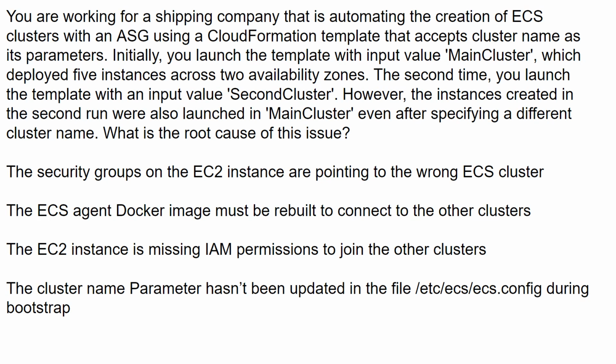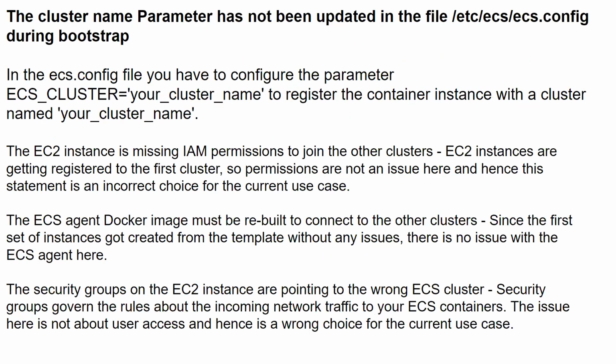The security groups on the EC2 instances are pointing to the wrong ECS cluster. The ECS agent Docker image must be rebuilt to connect to the other clusters. The EC2 instance is missing an IAM permission to join the other clusters. The cluster name parameter hasn't been updated in the file during bootstrap. Okay, the cluster name parameter has not been updated in the file during bootstrap.